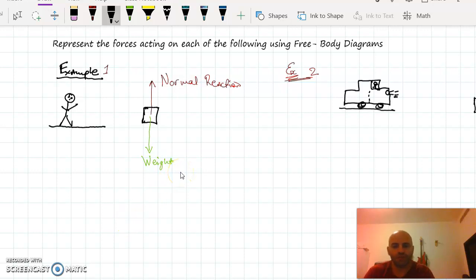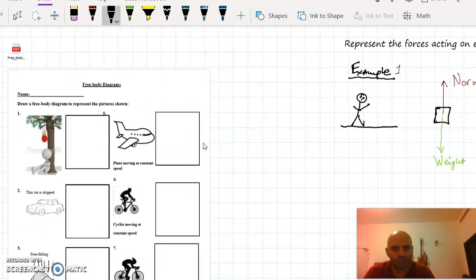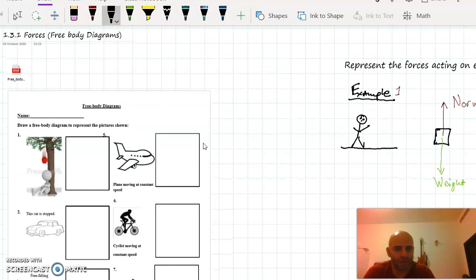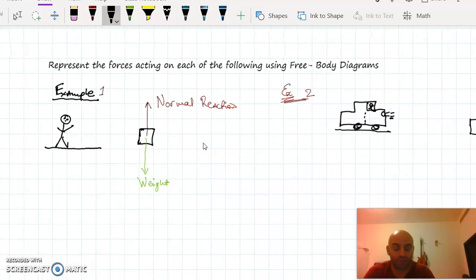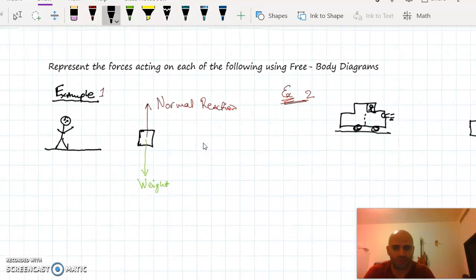Okay, so it's just a little demonstration on how to do free body diagrams. On the worksheet on the left hand side, you've got a couple of different situations, and I just want to go through some sample problems for you to try to explain how to do them properly, especially for anyone who missed out on lessons this week.